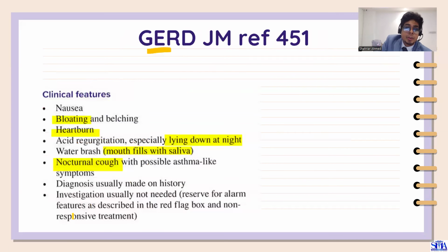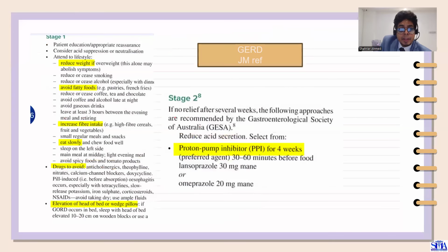Here is John Murtagh. We are currently following and referencing John Murtagh, ninth edition, and the reference would be page 451. And here is our symptom: lying down, heartburn, and in a real scenario you might also get the words bloating and water brash. So John Murtagh 451 if you want to double check. And here is your line: the proton pump inhibitor trial, the PPI trial. John Murtagh ninth edition, I highly recommend buying a hard copy.